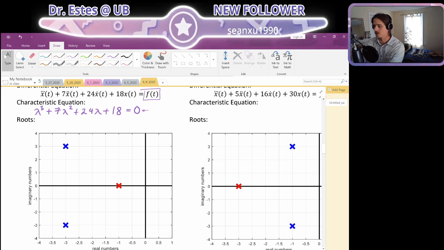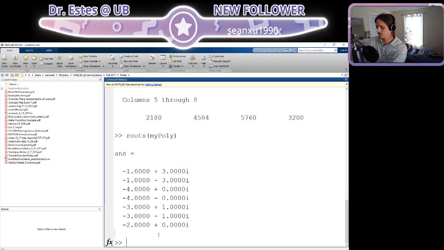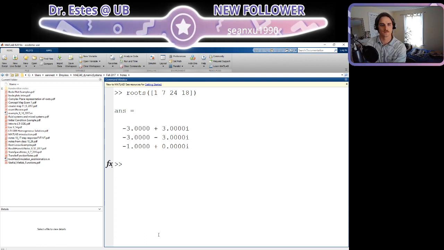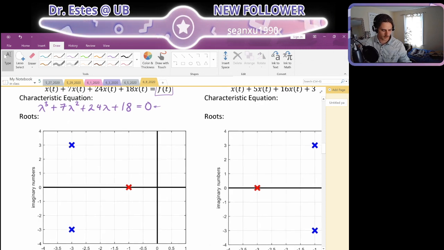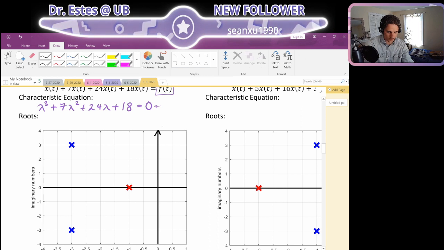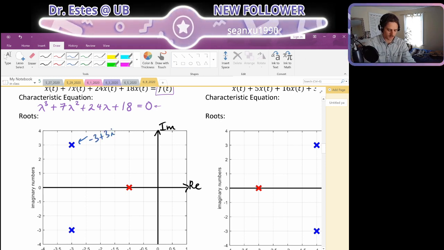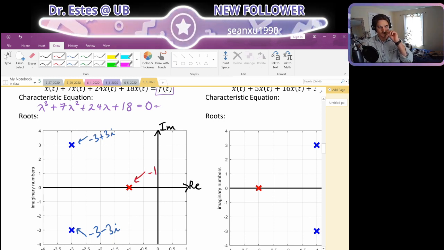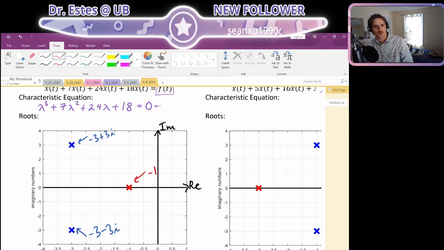If you find the roots of this system, I'll go over to MATLAB really quick. Let's clear this. This is the way we're finding roots at this point. If I have lambda cubed plus 7 lambda squared plus 24 lambda plus 18, I have three roots: minus 3 plus or minus 3i and minus 1. And so you see, I have drawn these roots in the complex plane. That's the imaginary axis, the real axis. And I colored these roots differently for a reason. Minus 3i. But those are our three roots.